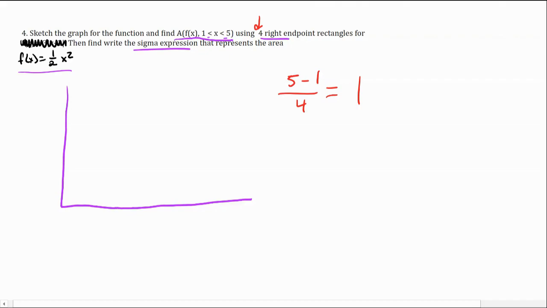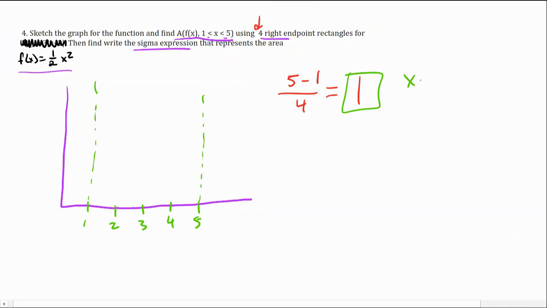Okay, this one will be nice and easy to graph because when I'm going through this, I am just going to be going up by 1 each time, which is good. So on my graph here, I'm going 1, 2, 3, 4, and 5. And I'm looking for the area between 1 and 5 here.